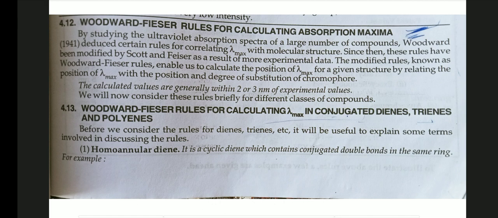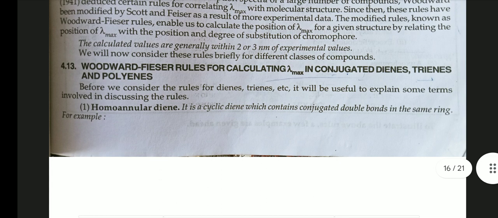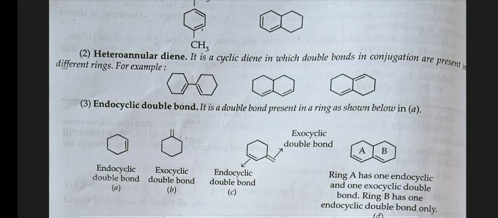Woodward-Fieser rules for calculating lambda max in conjugated dienes, trienes and polyenes. Before we consider the rules for dienes, trienes, it will be useful to explain some terms involved in discussing the rules. Homoannular diene: it is a cyclic diene which contains conjugated double bonds in the same ring. Heteroannular diene: it is a cyclic diene in which the conjugated double bonds are present in different rings.